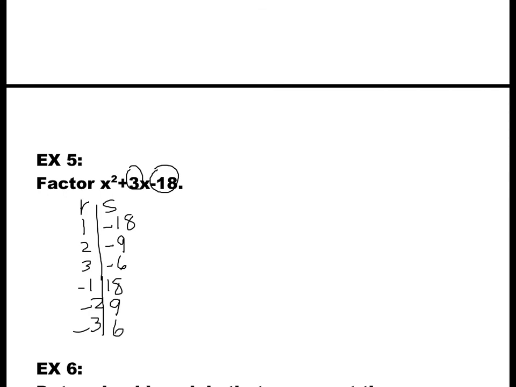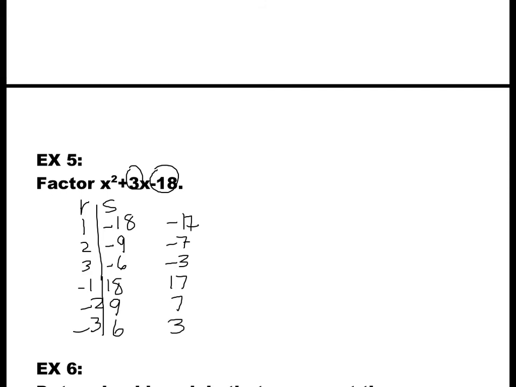Now if we look at the sum here, negative 18 plus 1 gives you negative 17, negative 9 plus 2 gives you negative 7, negative 6 plus 3 gives you negative 3. Negative 1 plus 18 is 17. Negative 2 plus 9 is 7. And negative 3 plus 6 is 3.